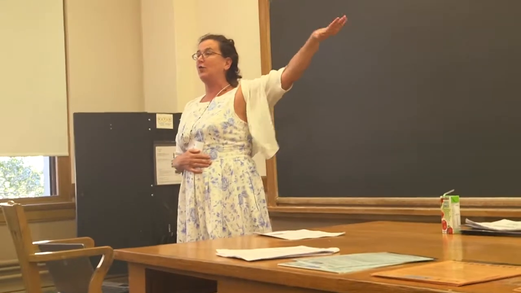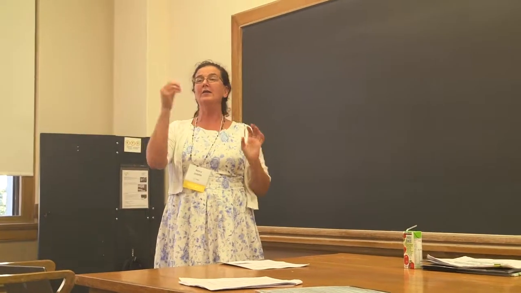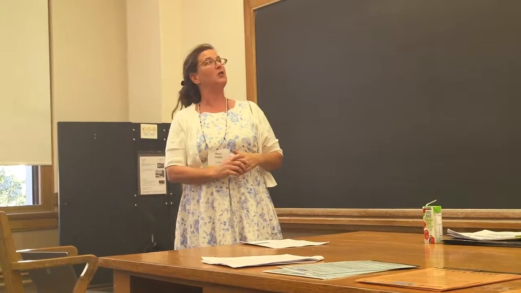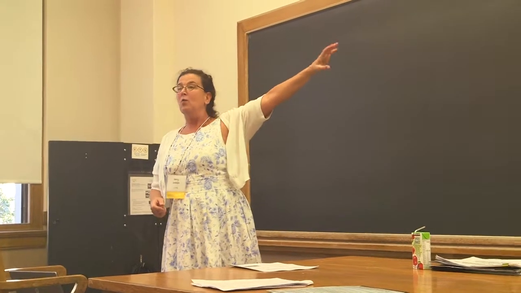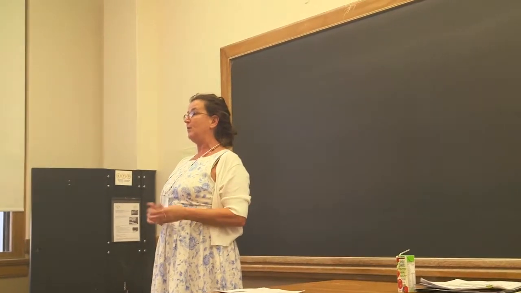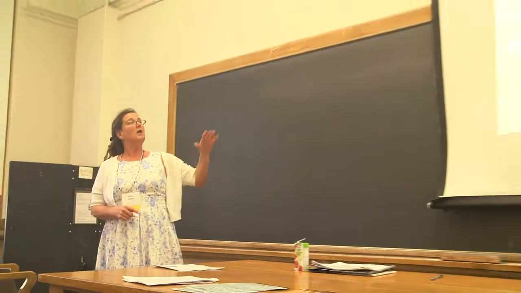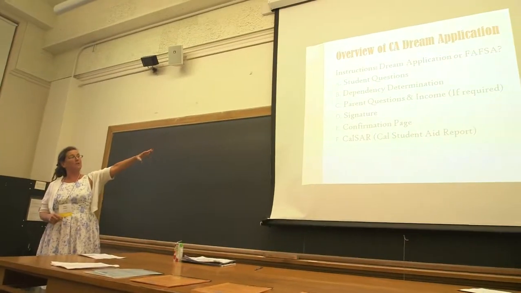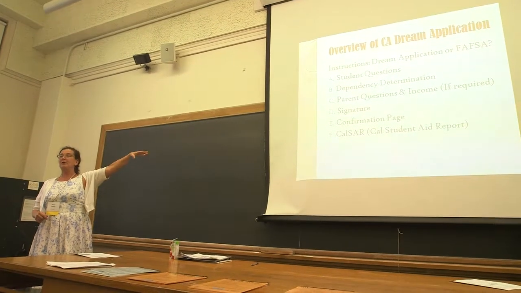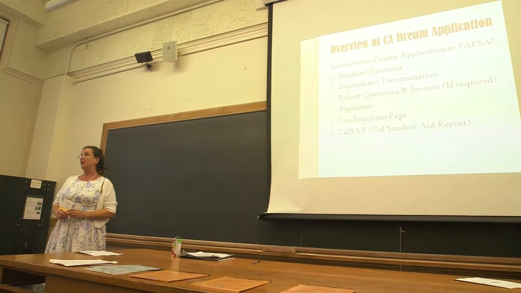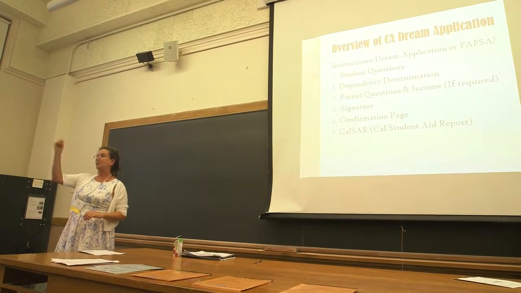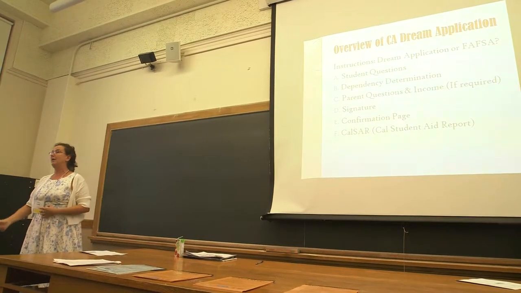In terms of the Dream application, this is the structure of the Dream. It's a little bit more condensed and broken up into sections, so it's easier to follow. There are student questions, then whether or not the parents actually have to put information in, that's the dependency information. If they do, there are parent questions and income information, the student signature page, and the confirmation page. You can actually see the California Student Aid Report right on there. After you do the confirmation page and they process it, students can look for that right on their Dream application. So it's a high-tech model.